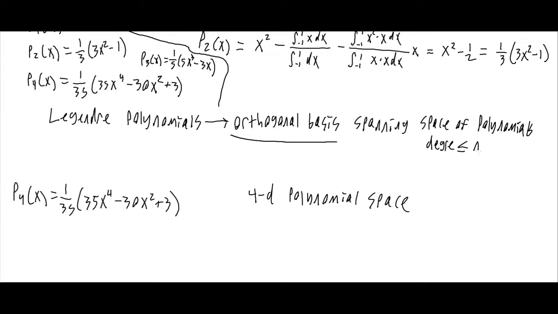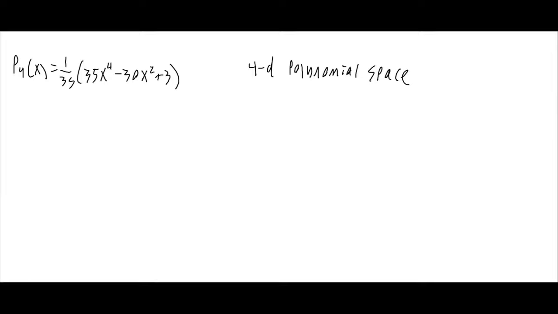And so what we're going to see in future videos, when we get to solutions of the Schrödinger equation, is that the Legendre polynomials, so our Pn, will act as sort of a basis for solutions to the Schrödinger equation.